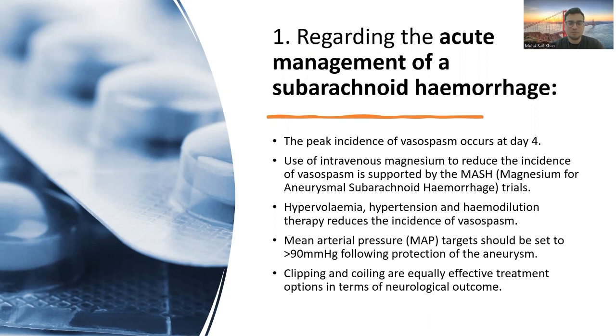Regarding the acute management of subarachnoid hemorrhage, which options are correct or not correct, or true and false, a K type of MCQ? So the first choice is the peak incidence of vasospasm occurs at day 4. So we will examine it later. First, let's understand the subarachnoid hemorrhage. So a little bit of introduction.